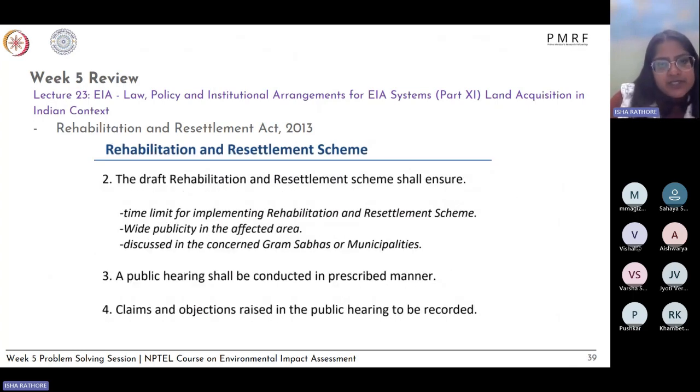Then they need to prepare the draft rehabilitation and resettlement scheme. They need to have a time limit for implementing the rehabilitation and resettlement scheme. They need to do wide publicity in the affected area that rehabilitation and resettlement activities are going to happen, that there are going to be surveys, and they need to discuss this with the concerned Gram Sabha, municipalities or municipal corporations, on how to move further. Then a public hearing will be conducted in the prescribed manner as agreed by the Gram Sabha, municipalities or the municipal corporation. Any claims and objections will be raised in public, and they will be recorded.